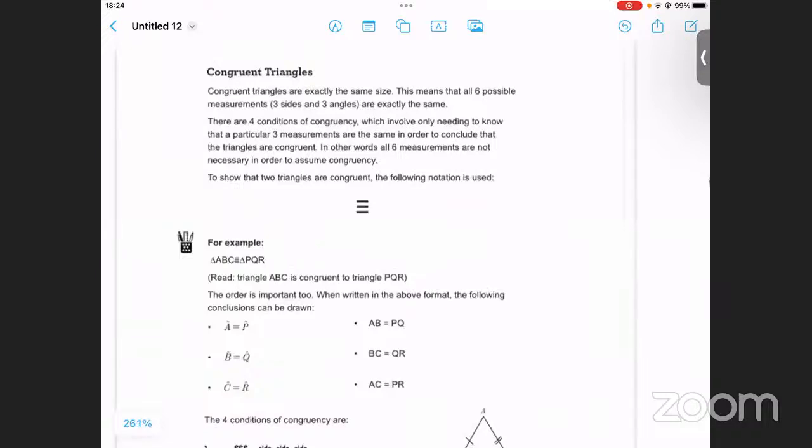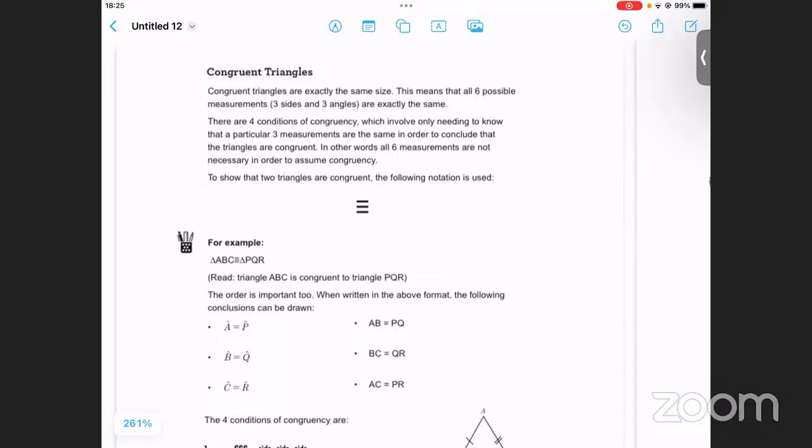They say congruent triangles are exactly the same size. This means that all 6 possible measurements, which are 3 sides and 3 angles, are exactly the same. So when you have triangle ABC and triangle DEF and they say those 2 triangles are congruent, they simply mean that they have the same side lengths and the same angle measurements.